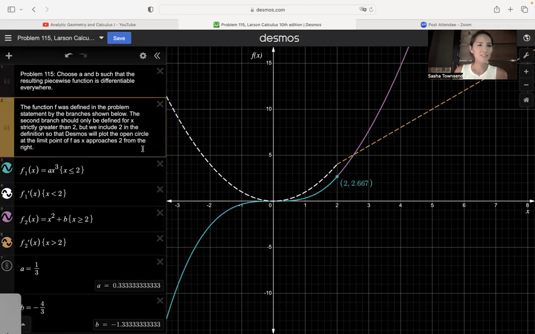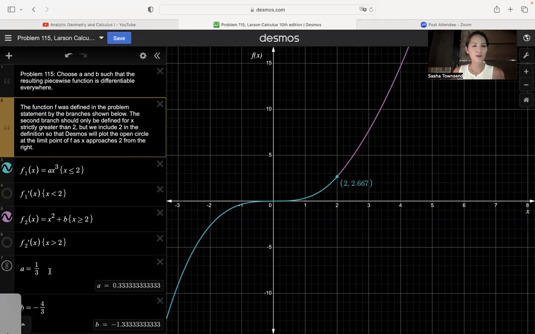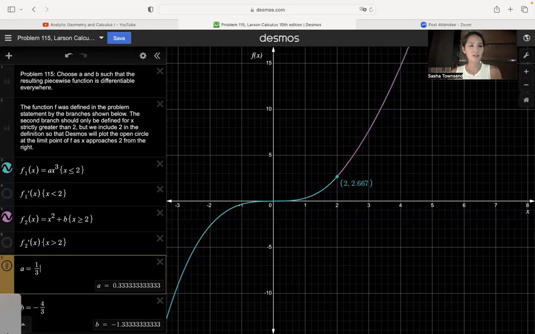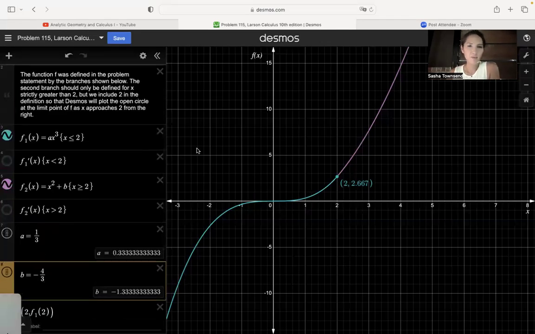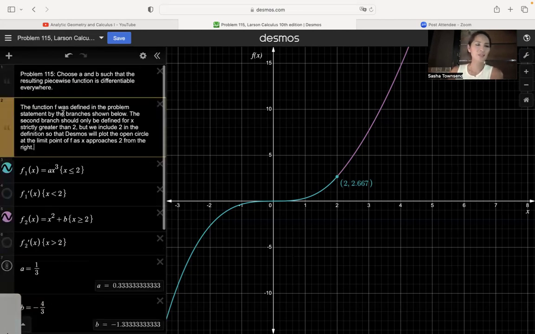I guess just to finish, let's get rid of these derivative graphs. This is what we've got. We've specified a equals 1/3 and b equals negative 4/3. No, I'm not going to type it in. You could just delete this a and type 1/3 and then delete b and type negative 4/3 and make sure that you get the same graph. But I think we all know that if we do that, we're going to get the same graph because a is defined to be 1/3 here and b is defined to be negative 4/3 there. So I think that's a cool problem.